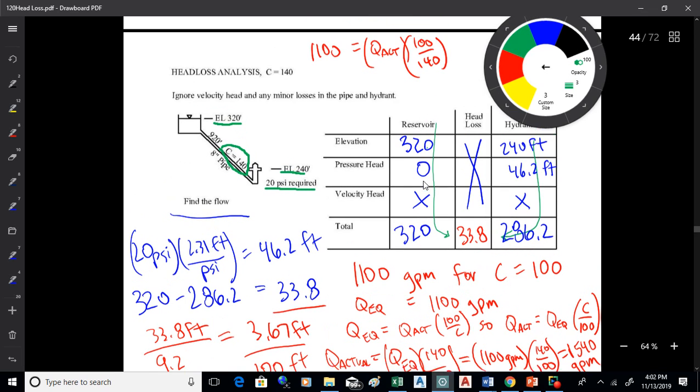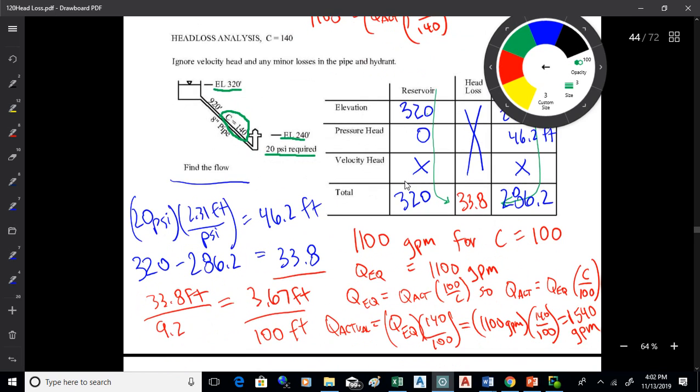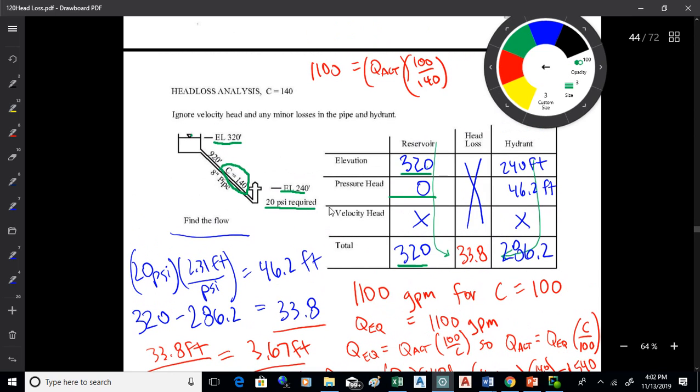All right, now we're going to use the table, but we're going to put in the information we know about both sides. So at the reservoir, we've got an elevation of 320, no pressure head because it's an open reservoir at the top. We're ignoring velocity head, so the total energy at the reservoir is 320 feet. Now at the hydrant, we've got an elevation of 240 feet, 20 psi required. So for the table, we take that 20 psi and convert it into feet. It's 46.2, and no velocity head at the hydrant. So the total energy at the hydrant is 286.2. At the reservoir, it's 320.